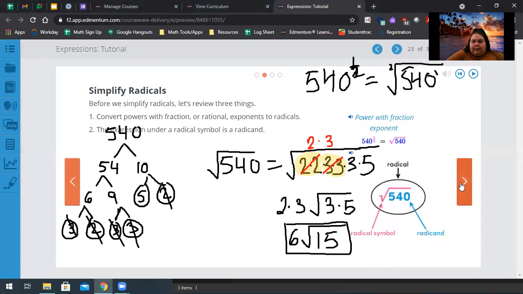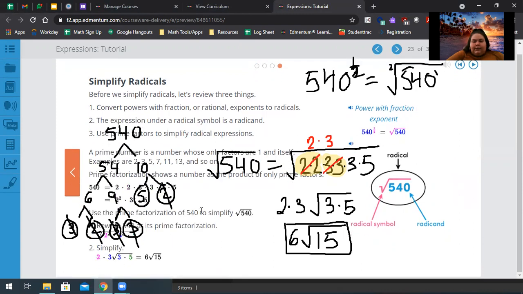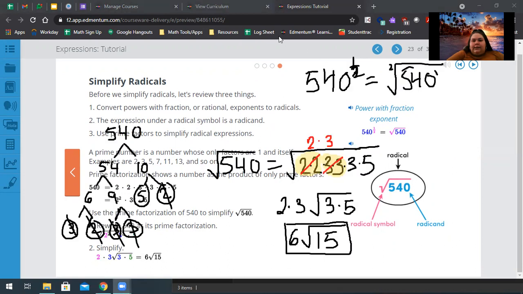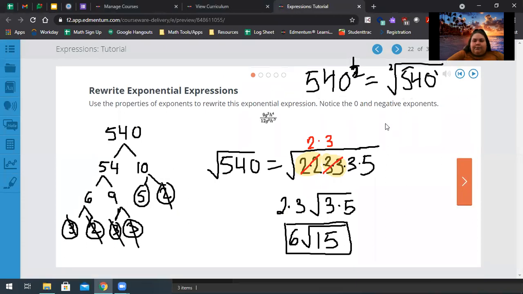So I think, if I'm not mistaken, they broke it down similarly. Here, they did write it as 2 to the 2 power, then 3 to the 3rd power. I like to write it all out together, like a list. And the reason for that is because, okay, I can see those pairs.